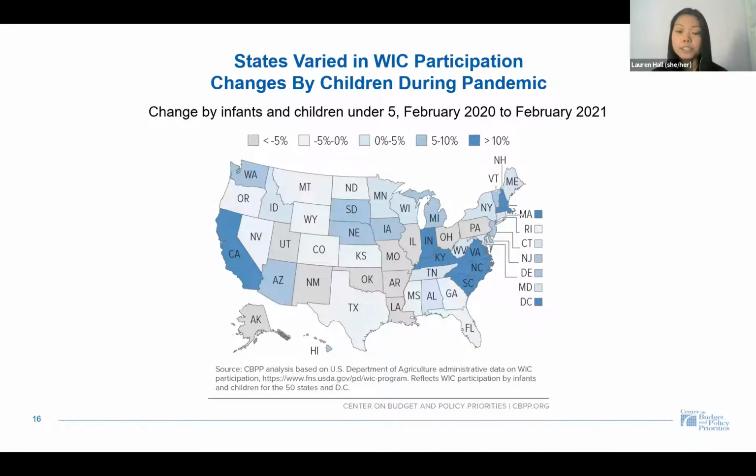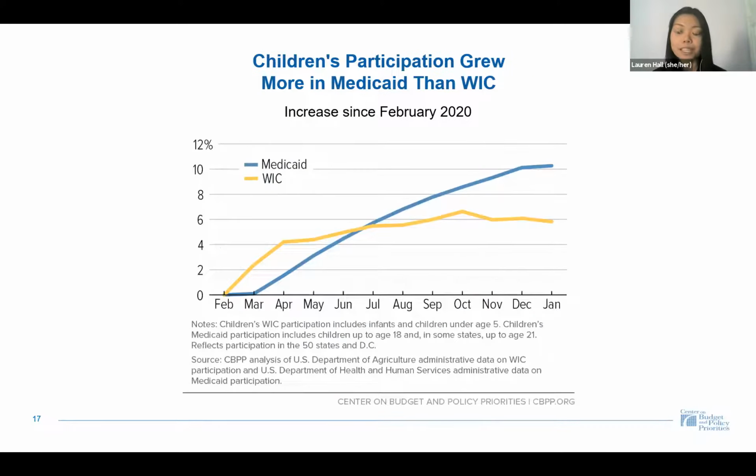And so now I'm going to turn it back to Zoe, who's going to compare WIC participation to Medicaid during the pandemic and talk about next steps. Thanks so much, Lauren. So this next chart shows you WIC growth in yellow, Medicaid growth in blue over the period of February 2020 to January 2021. For WIC, it includes infants and children. Again, for Medicaid, it includes children of all ages.